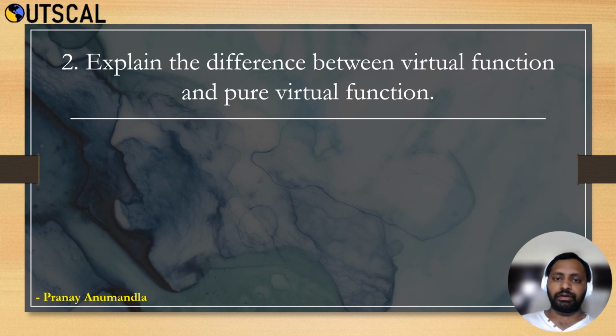A class which has a pure virtual function will be called abstract. If it is completely pure virtual functions, it will be called an interface. We don't create objects from abstract classes or interfaces.